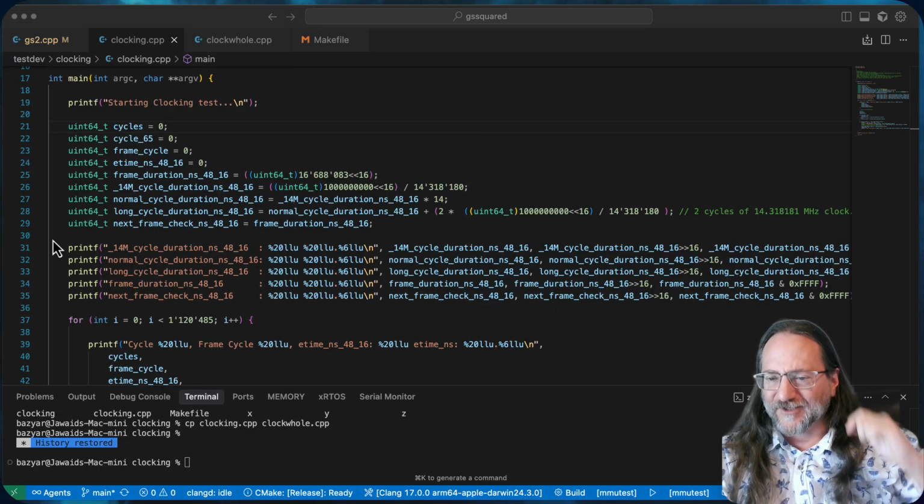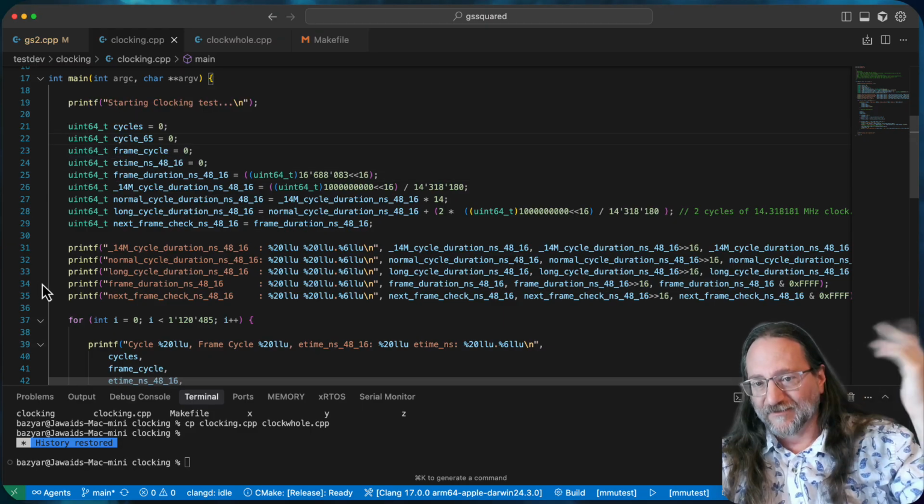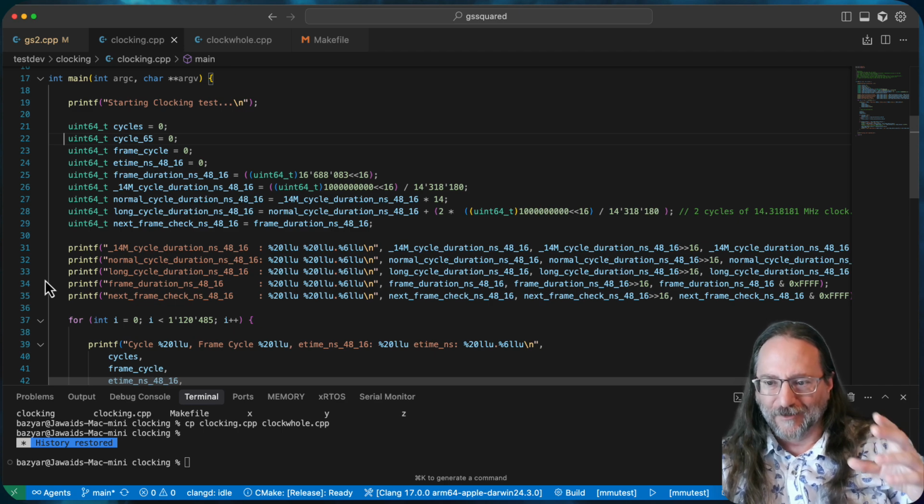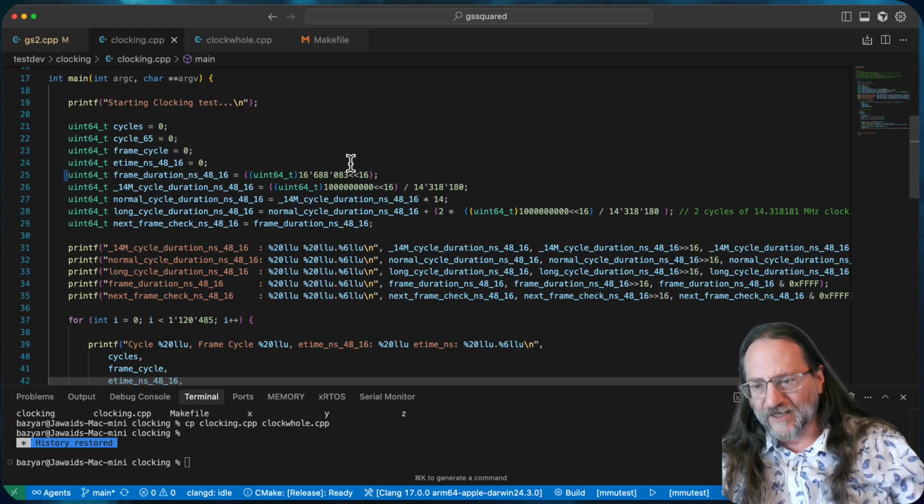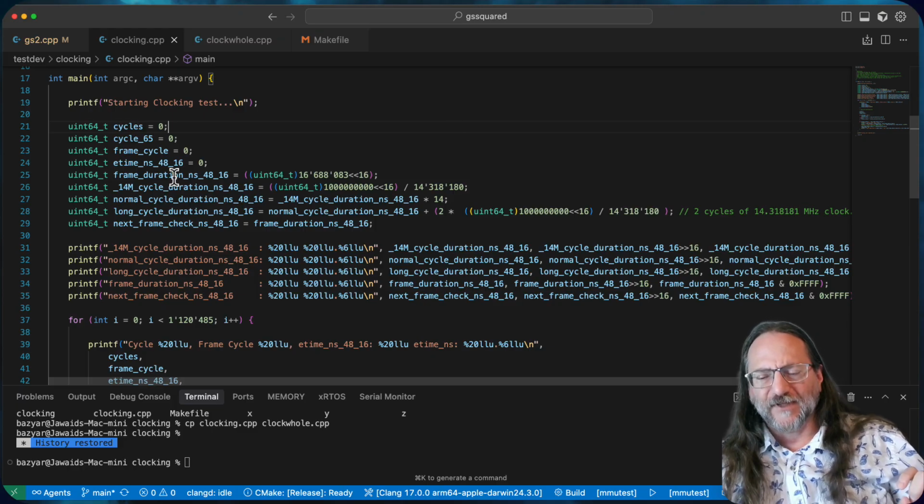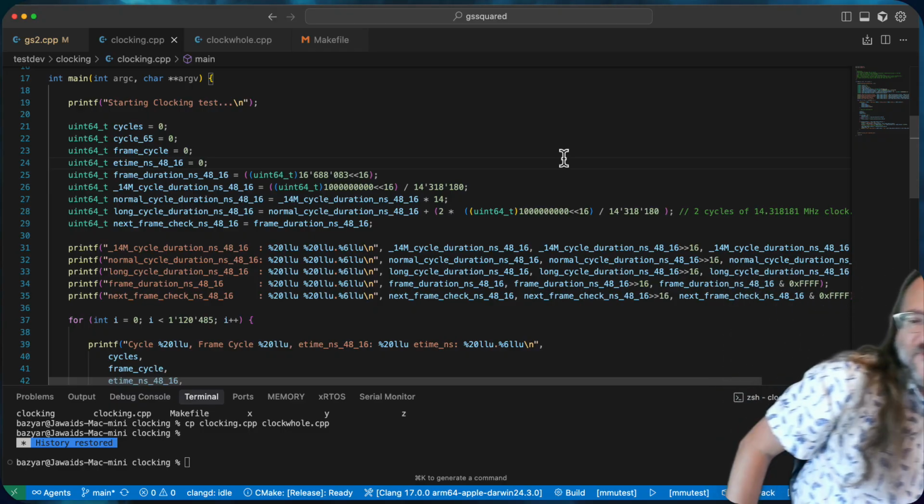So back to the code. That's what cycle 65 is. That's just keeping track of, is this the 65th cycle, and do we need to make it a little extra long? We have frame duration. Now this is a figure, the 16688.083. This is straight out of the Sather book. And then I've got the 14M cycle duration, which I calculate here based on the 14,318,180 hertz rate. Now, sorry for the pop-ups, my IDE is trying to be helpful there.